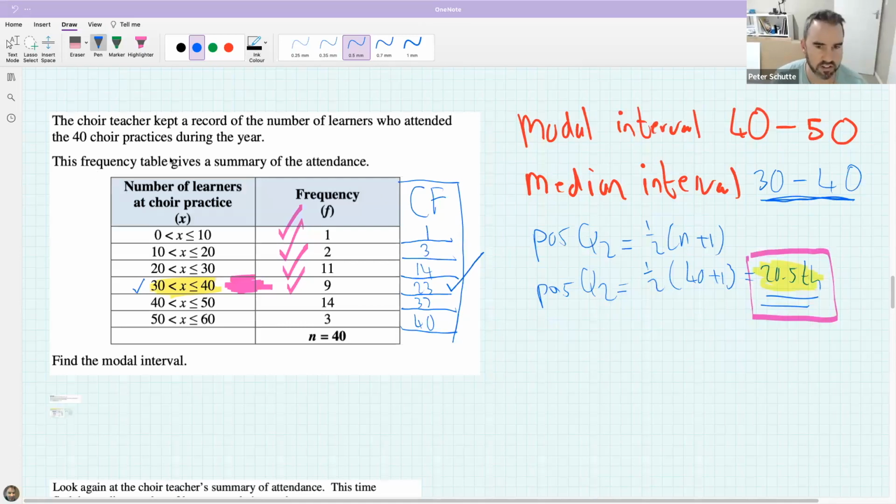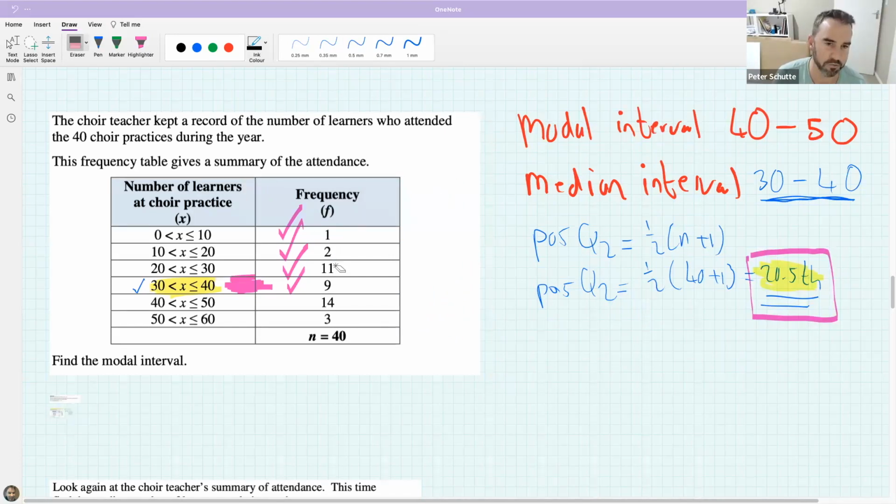Mbali and Zanele asked, is it okay, instead of using the cumulative frequency column, if we just count the number of items? Absolutely, that's perfect. You can absolutely do that. You don't have to add the cumulative frequency column. I was just kind of sneaking it in there because I know it's helpful later.